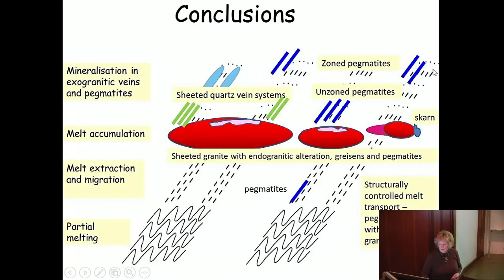So to just try and put that all together, I see that we have something of a unifying theme of the relationship between pegmatites, which are structurally controlled small amounts of melt without a granite parent, larger amounts of granite melt, which might be mineralized in their roof zones, or else have associated veins, which might be zoned or unzoned, or pegmatitic or sheeted quartz veins, which are mineralized in these exogranitic veins. So that's my model. Thank you very much.